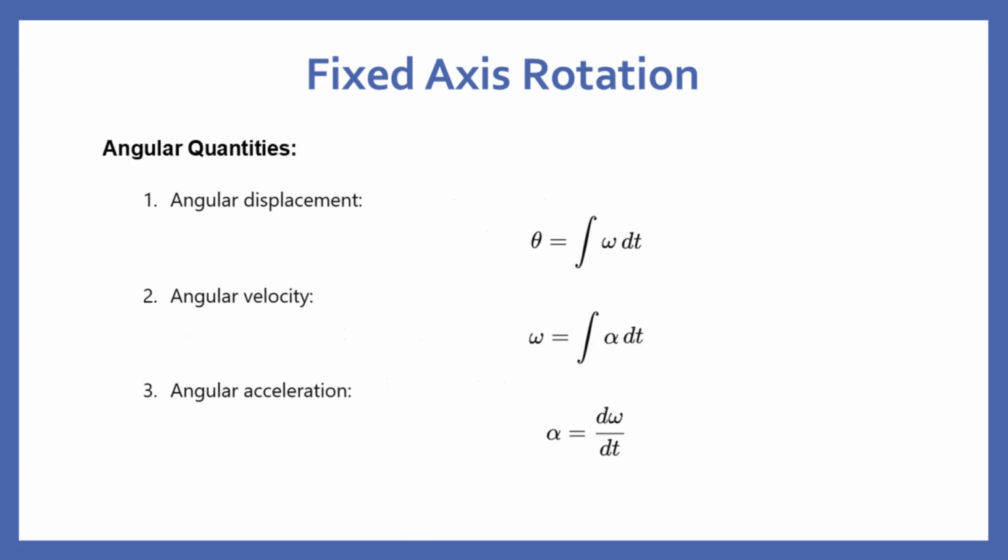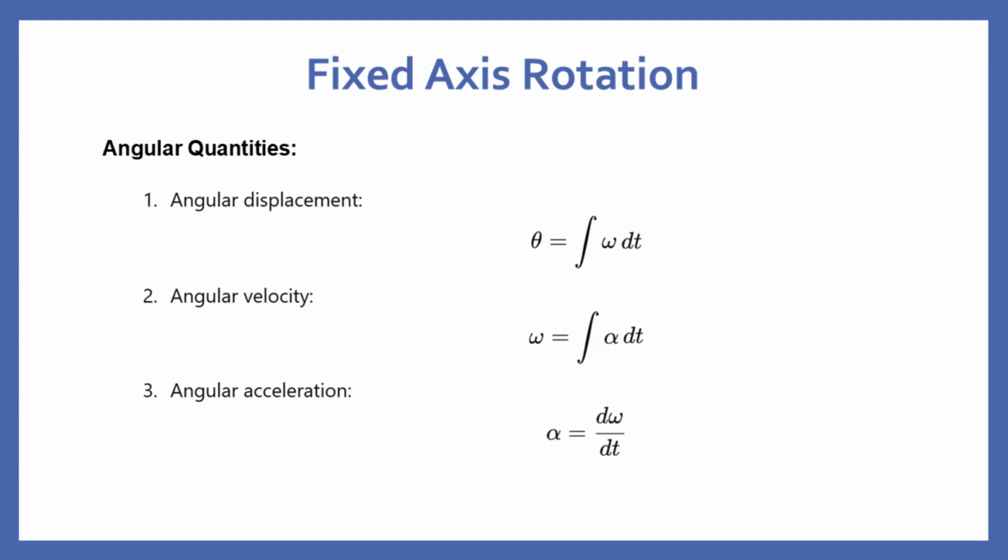Let's discuss the key angular quantities involved in fixed axis rotation. Angular displacement, theta. This is the angle through which a point or line has been rotated in a specified sense about a specified axis. The equation for angular displacement is the integral of angular velocity over time. Angular velocity, omega. This is the rate of change of angular displacement and is a vector quantity. The equation for angular velocity is the integral of angular acceleration over time.